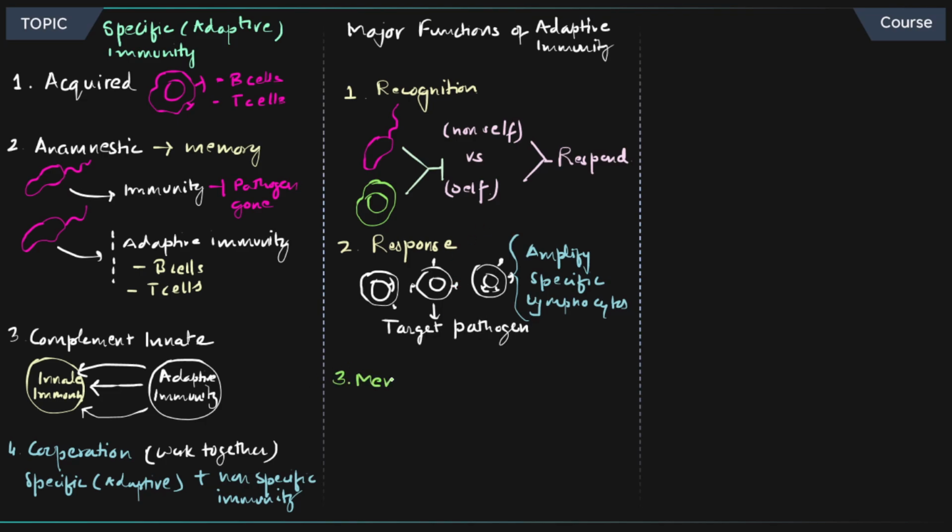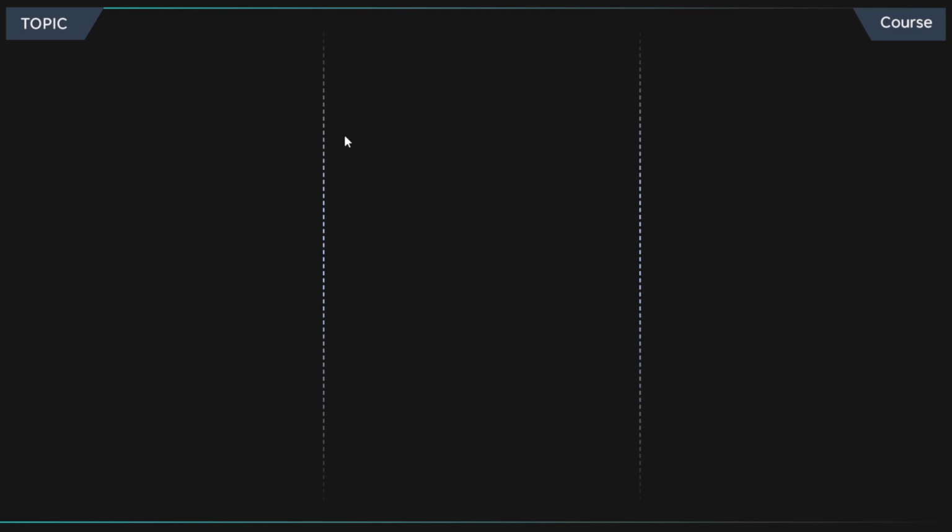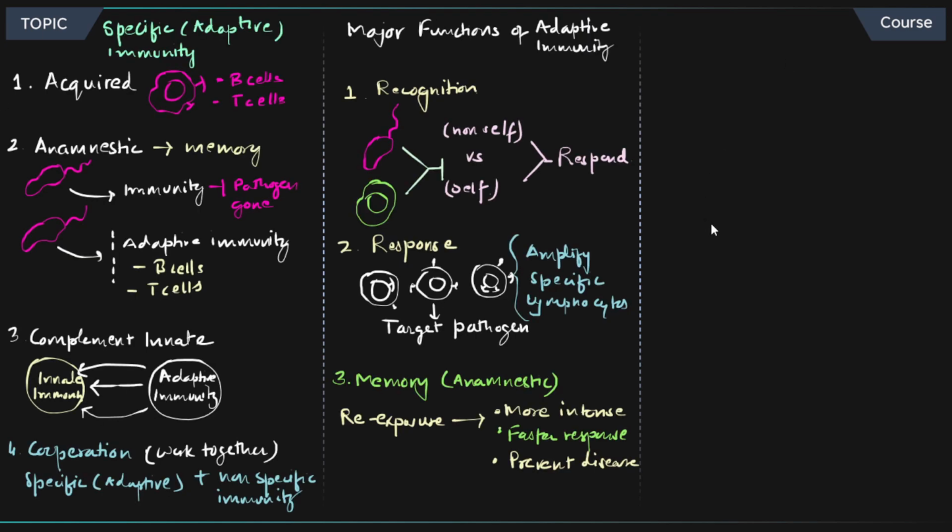The third, very important one is memory, which is anamnestic. I've already told you, right? If there is re-exposure of the pathogen, pathogens are very clever, and they try to re-enter the body, then a more intense and faster response compared to the first exposure will be there, and it's going to prevent the disease. And that is the idea of vaccination, right? The vaccine basically mimics what the pathogen is trying to do in our body, and then we give vaccines.